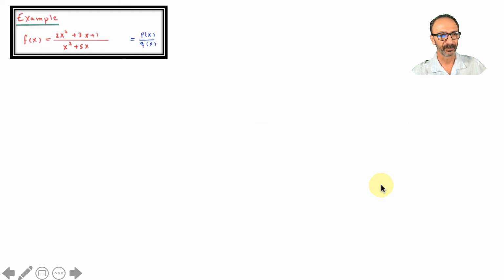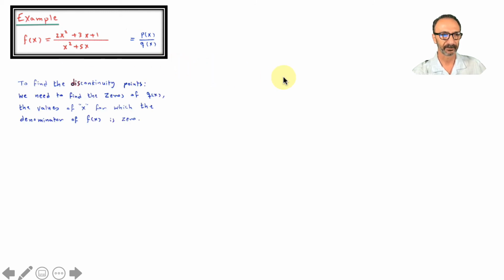Here's an example. P of x over q of x, we're still in rational functions. My polynomial on top is 2x squared plus 3x plus 1, and down here it's x to the second plus 5x. To find the discontinuity points, we need to find the zeros of q of x, the values of x for which the denominator of f of x is 0. That's where discontinuity happens. Zeros of the denominator, because we cannot be there and it's out of my domain anyway.